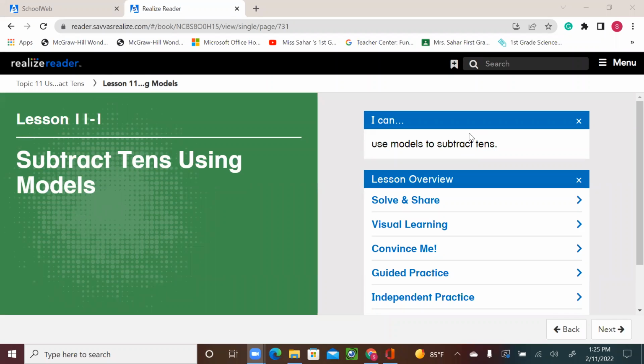First graders, welcome to a new math lesson. Today we're going to start a new topic, topic 11, subtract tens using models. So please get your book ready and let's see what we have. We're going to open page 453.